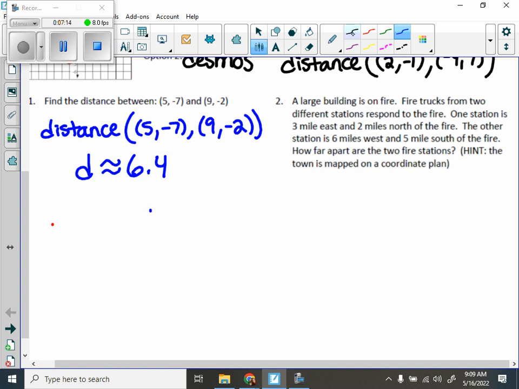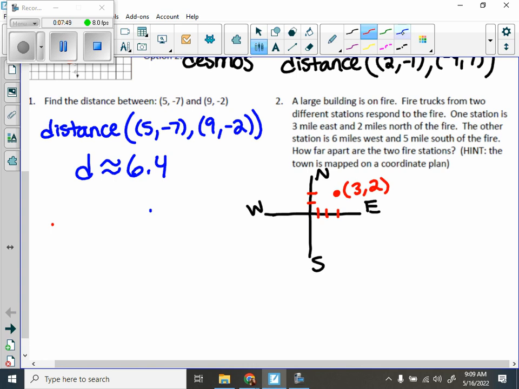Guys, first of all, let's review north, south, east, and west. Okay, north, south, and then how do your east and your west go? Yep, west on the left, east on the right. Okay, so if we have an ordered pair that is 3 east, so I'm going to go 1, 2, 3, and 2 north, 1, 2. Guys, what is that ordered pair? 3, 4. I mean, 3, 2.